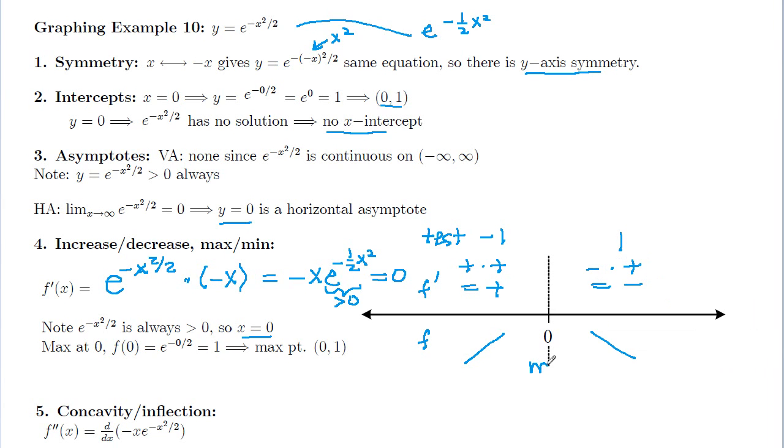So this is a max point there. That's a relative max. So we got a max at 0, and our function value at 0, again, is e to the negative 0 over 2, which is 1. So that 0, 1 is not only the y-intercept point, it's a max point.